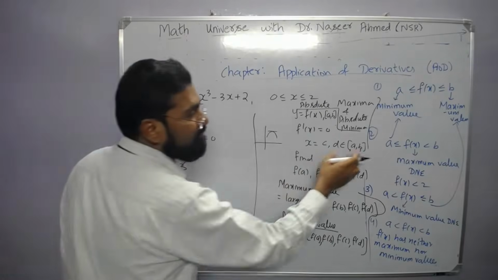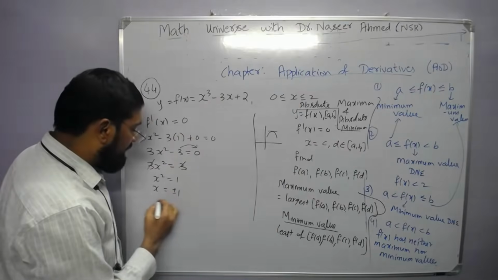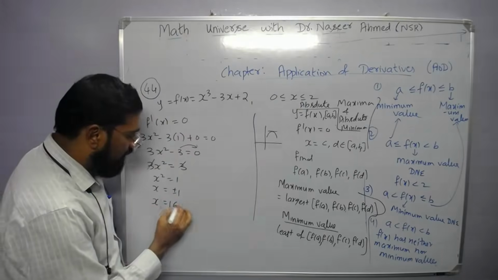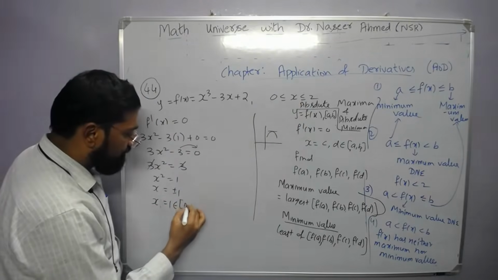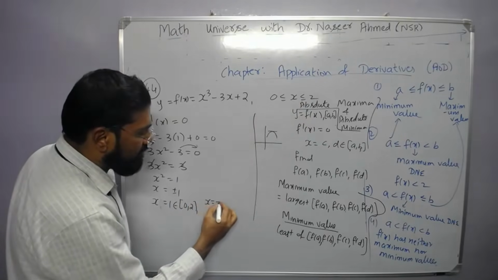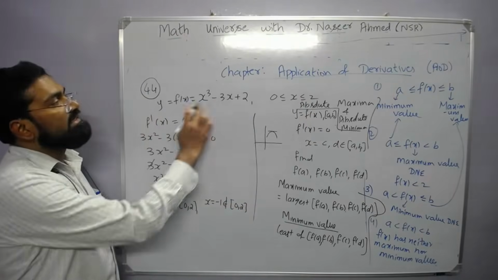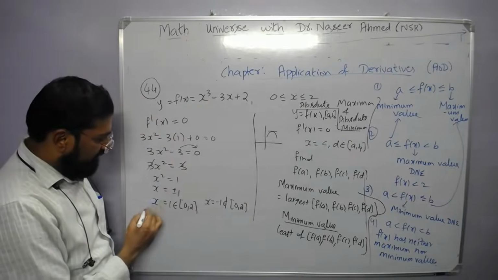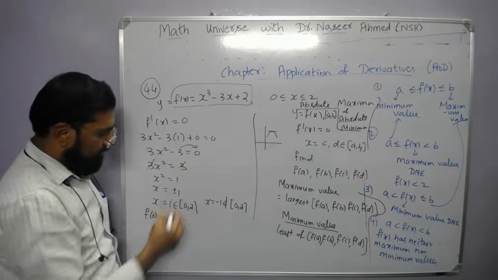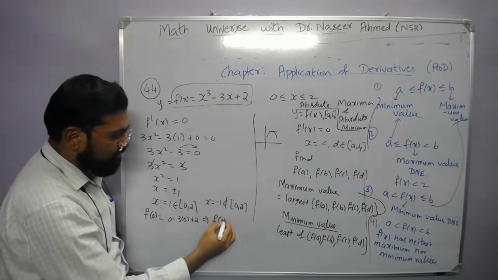Whatever points we are getting, that should be there in the interval. Only that point we have to consider, because in this interval they are talking very clearly about x belonging to the closed interval 0 to 2. Very clearly x is equal to 1 belongs to the closed interval 0 to 2, but x is equal to minus 1 does not belong to closed interval 0 to 2. So we only have to check this expression for 1, 0 and 2. So f of 0: put in 0 cube minus 3 into 0 plus 2. So the answer will be f of 0 is equal to 2.